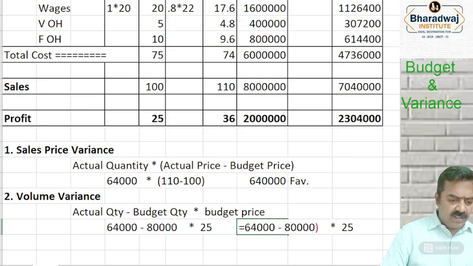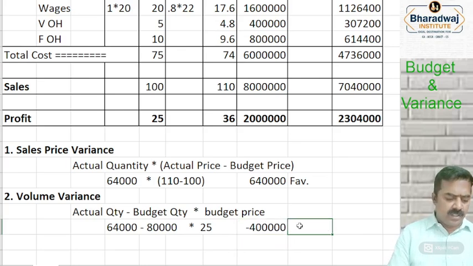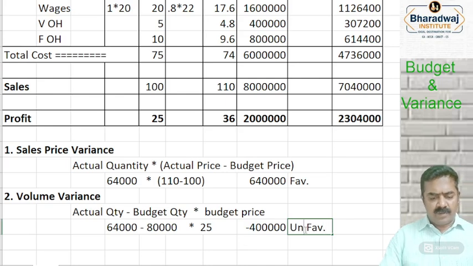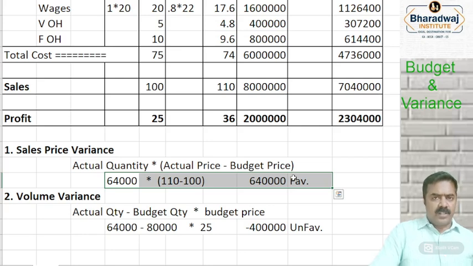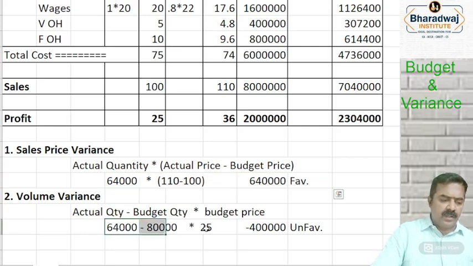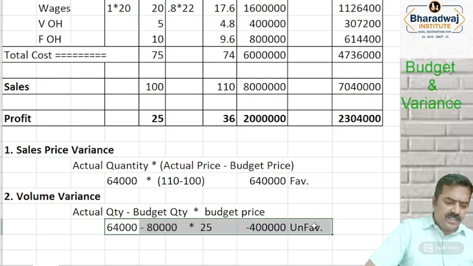Definitely we can see actual quantity sold is lesser than the budgeted quantity. This we can call as which variance? Unfavorable variance. Price was more, actual price was more than the standard price, so favorable. Actual quantity is less than which quantity? Budgeted quantity. So we sold less, so it is unfavorable.